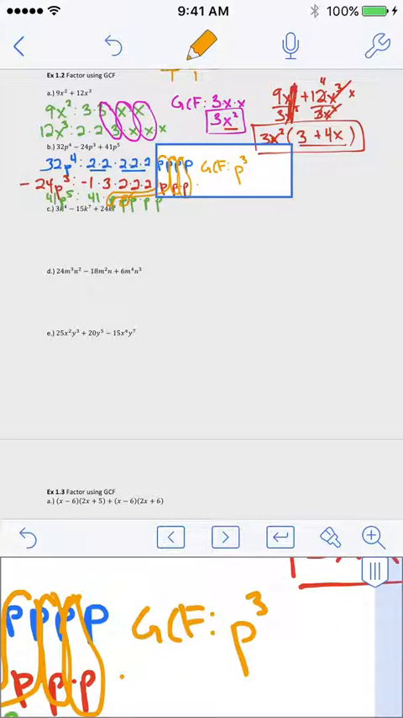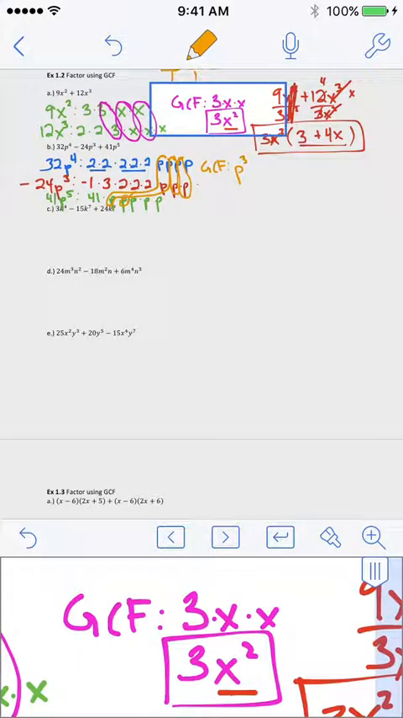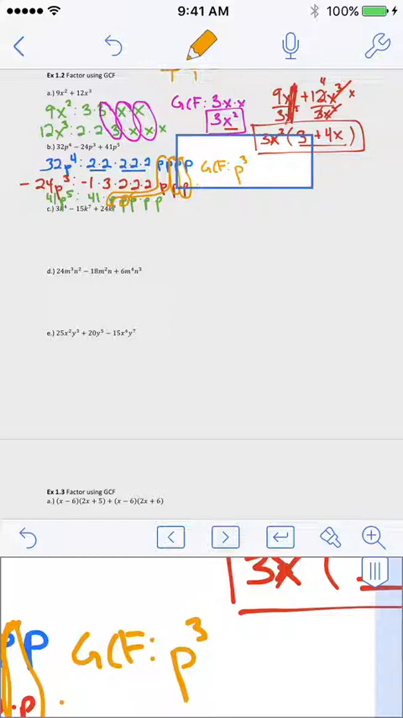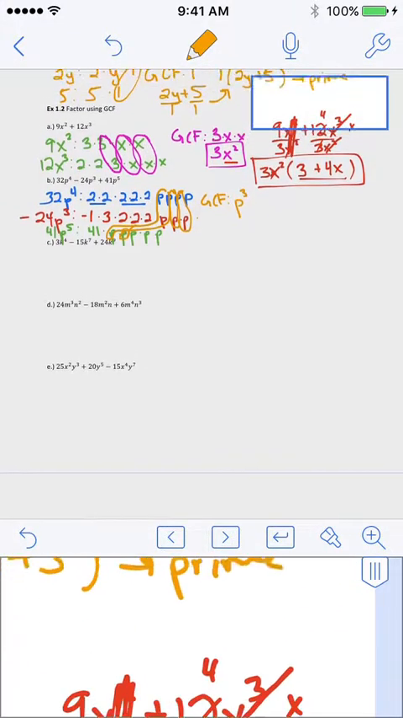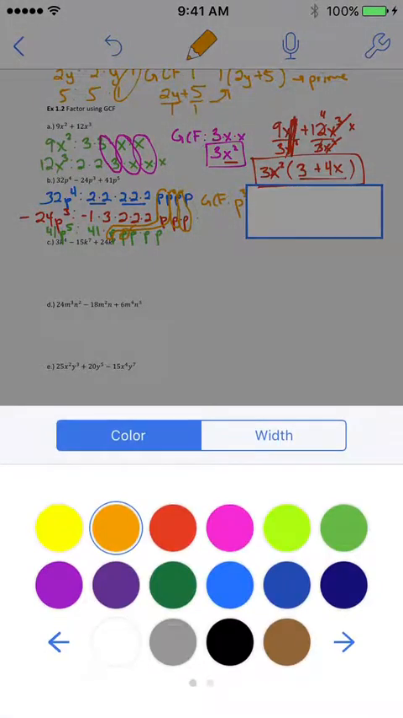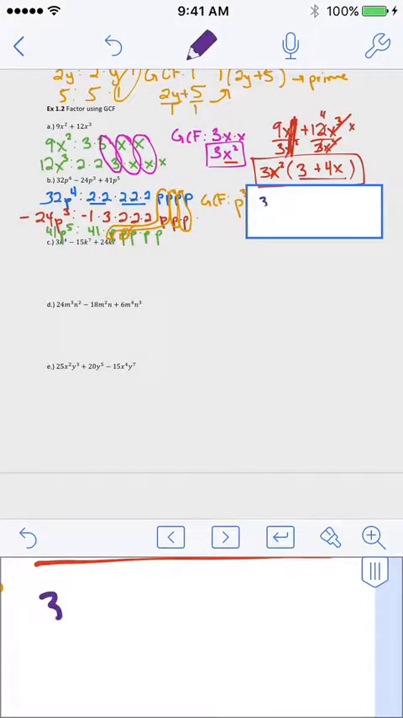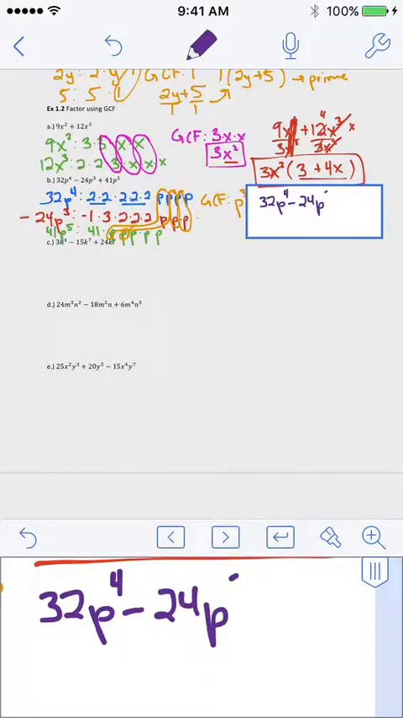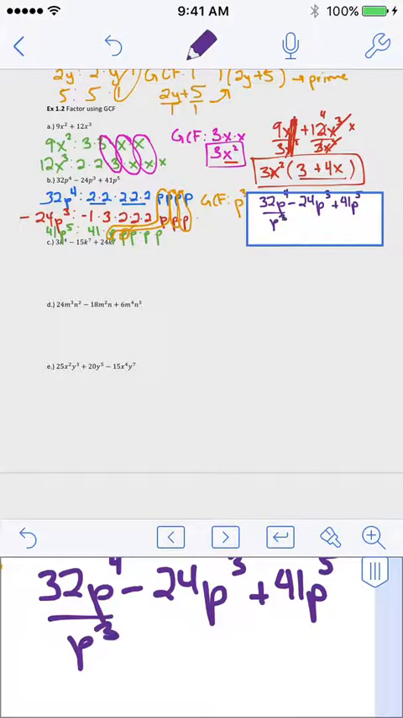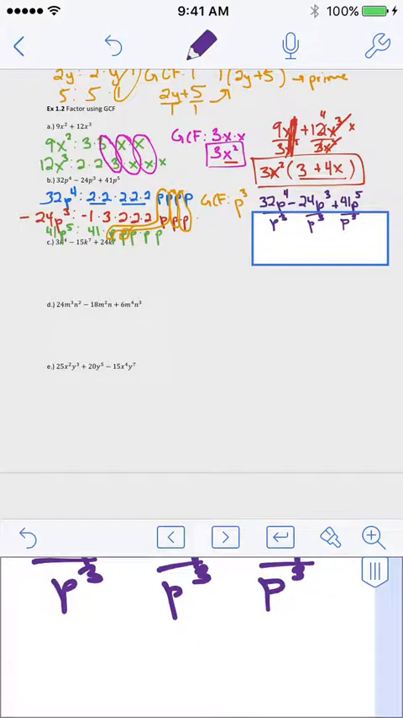That's it. Remember what I just said in the last problem. Sometimes you don't have a coefficient. That's okay. That's just what they have in common. That's all it is. Now I will do the same thing we did with the binomial. I'll take my original polynomial, right? So 32p to the 4th minus 24p cubed plus 41p to the 5th. And I'll divide it by p cubed, like GCF. Divide each one by p cubed. And the p cubed, remember, doesn't go away. It goes on the outside.